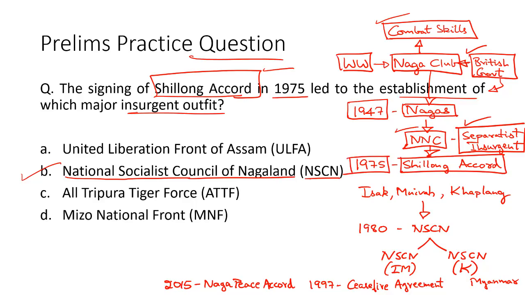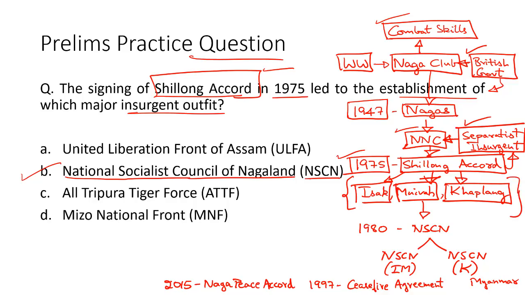This accord was supposed to bring insurgency and separatism in the Naga inhabited areas to an end in return for limited autonomy within the Indian constitution. But key leaders of the NNC such as Isaac, Moiwa and Kaplang were unhappy with the terms of the Shillong Accord, and hence they abandoned their commitments under the Shillong Accord and they went on to establish the NSCN in 1980, which would later emerge as one of the most notorious insurgent outfits of India.